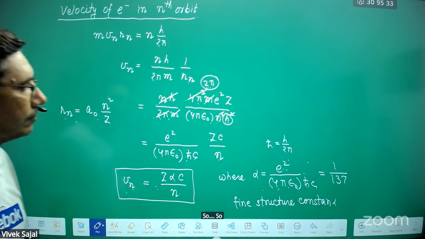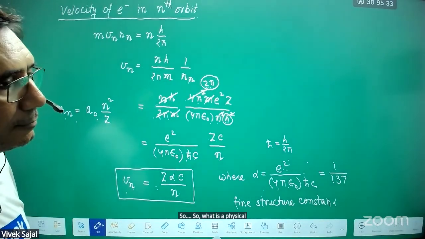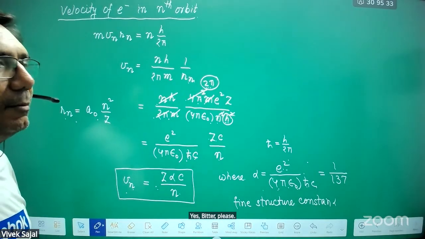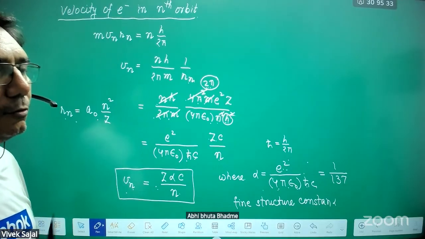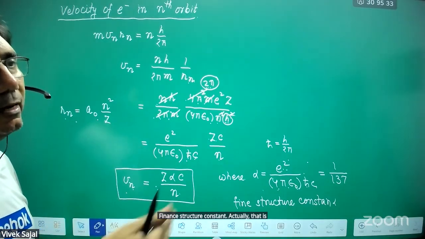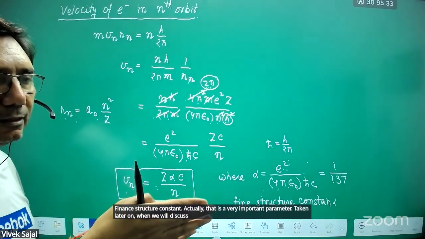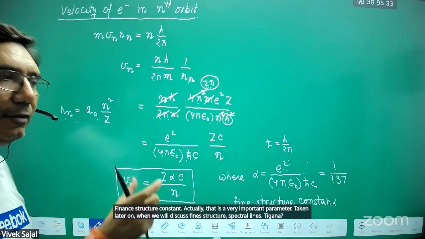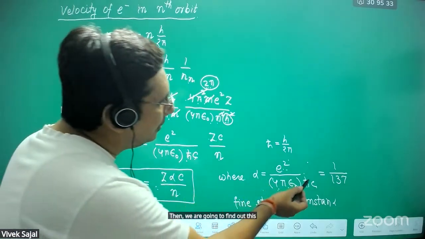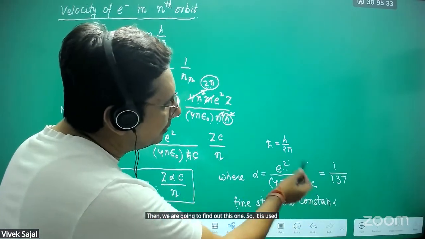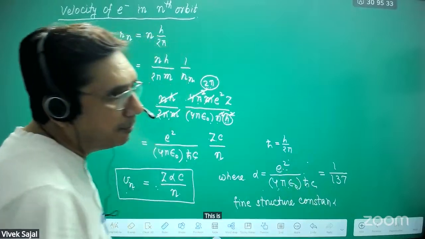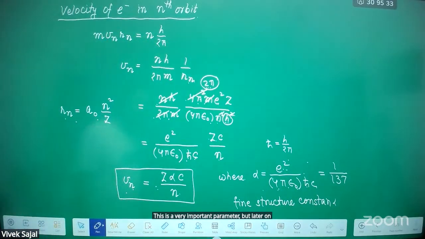So what is the physical meaning of the fine structure constant? You will find out later. The fine structure constant is actually a very important parameter. Later on, when we discuss fine structure spectral lines, we are going to find out about this. It is used in atomic physics. It is a very important parameter, but later on, not right now.